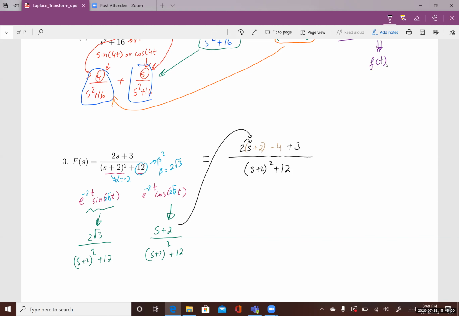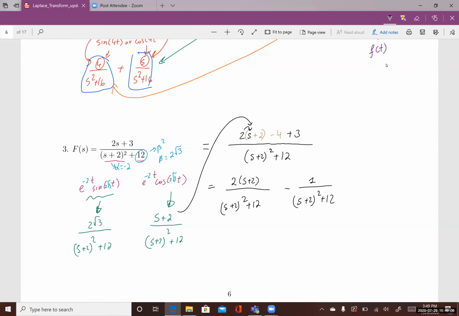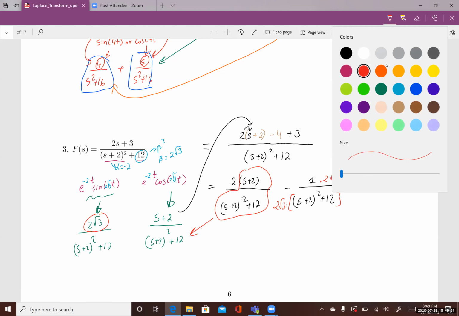So this will be 2 times s plus 2 over s plus 2 squared plus 12, and minus 1 over s plus 2 squared plus 12. Well, the first fraction here is in the correct form already, so I just extract it and put it here. But for this one right here, I need 2 square root of 3. So that means I just need to multiply by 2 square root of 3, and I also multiply 2 square root of 3 in the bottom, just to extract the correct form.